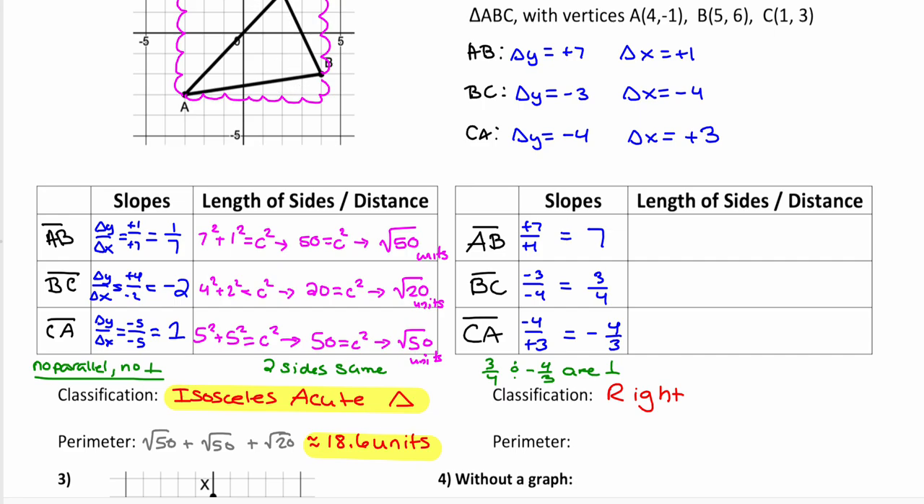Next, we're going to do our distance. And again, distance was a squared plus b squared equals c squared. And in the graph, it's a little bit simpler to see it because we can just count. But when we don't have a graph, we're still going to do a squared plus b squared equals c squared.